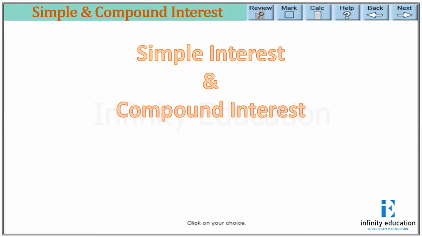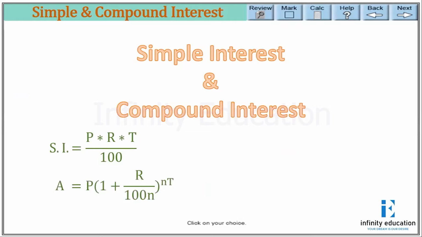Today in our 33rd class, we will learn about simple interest and compound interest. Now let's see what the formulas are. The formula for simple interest is P into R into T by 100. And for compound interest, it is A equals P into (1 plus R by 100N) to the power NT. Now we can see so many variables here, right? So let's see them one by one.